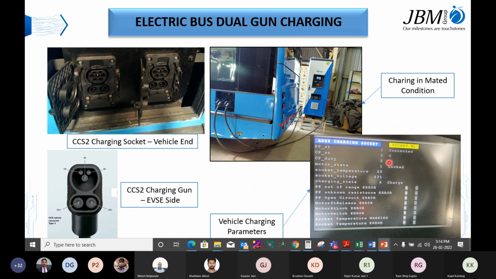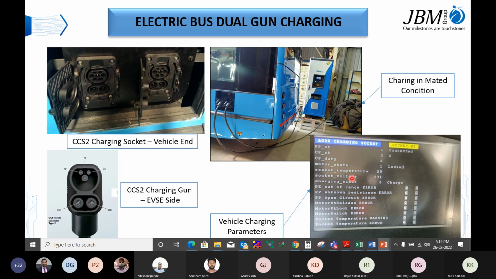So this is the motor state. That means the motor is locked. We cannot remove the gun. There is the socket temperature, which will tell us that the temperature is not high, so the charging is okay. And there is one socket voltage.